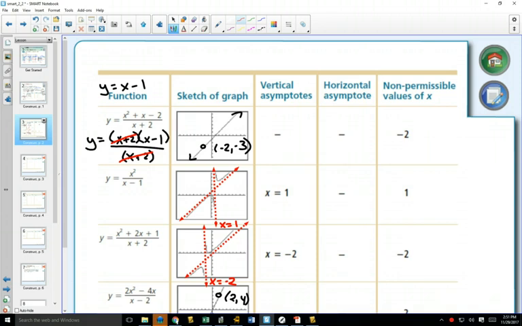Now in the third one, notice that the top can't be factored. Nothing simplifies, and because it doesn't simplify, we get a vertical asymptote. We don't get a hole. Same thing in the fourth one. This one we can factor. Can you see that the top could factor to x plus 1, x plus 1? But after factoring, nothing cancels out, so we don't get a hole, so -2 stays a vertical asymptote.